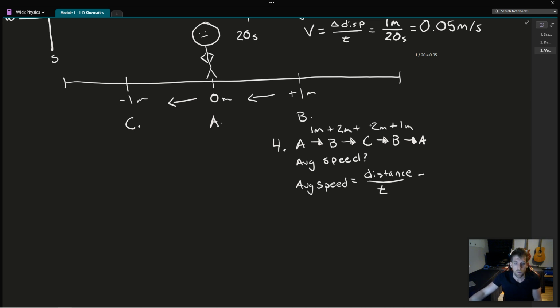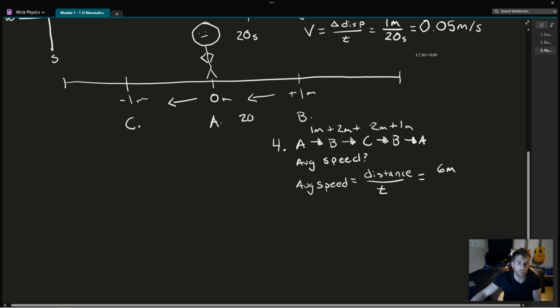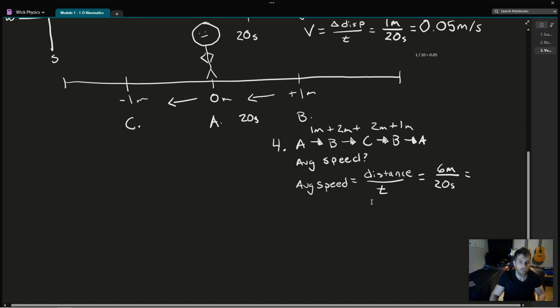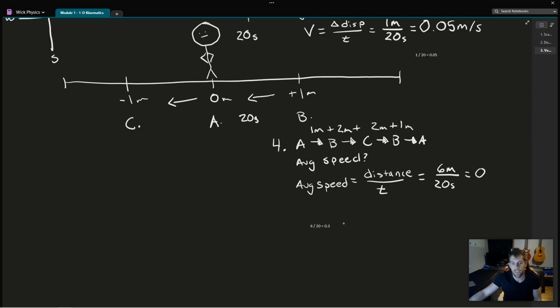Okay? So we have 6 meters, and let's say that it also took this individual 20 seconds to do so. Okay? 6 meters over 20 seconds. We can do our math. 6 divided by 20, we get 0.3 meters per second.